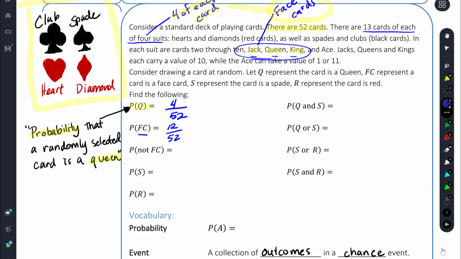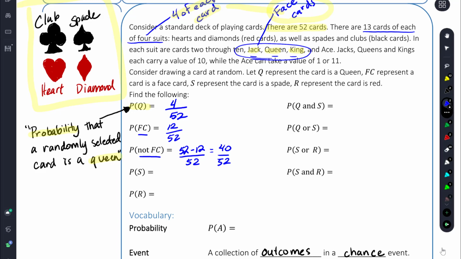Now, alternatively, we want to find out next the probability that something is not a face card, not FC. Well, if there are 12 total cards that are face cards, and there are 52 cards in total, that must mean the difference between those 52 total cards, take away the 12 that are the face cards, is going to show me how many cards in total are not face cards. And again, this is out of our 52, so the probability that a randomly selected card is not a face card is 40 out of 52.